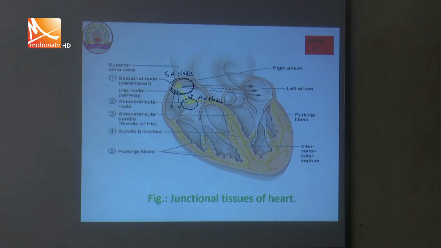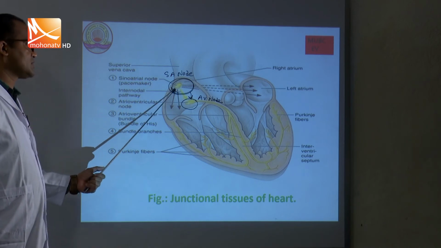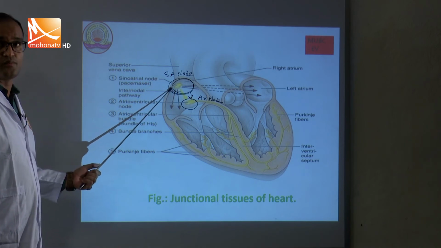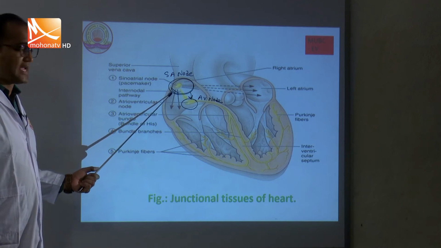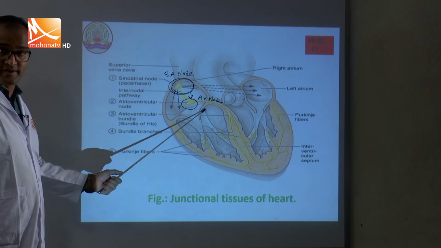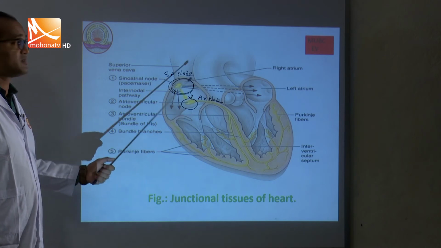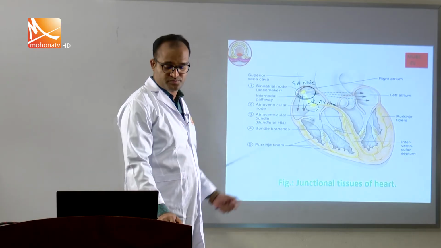That means the sinoatrial node creates the electrical signal for contraction and relaxation of the human heart. And that signal is received by the atrioventricular node from the SA node. Okay? Dear students, is that clear to you?